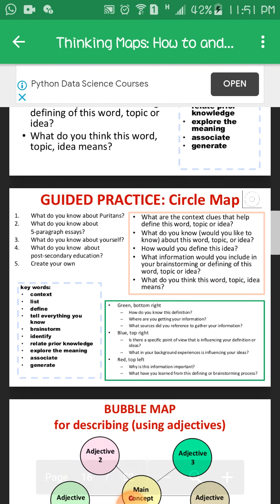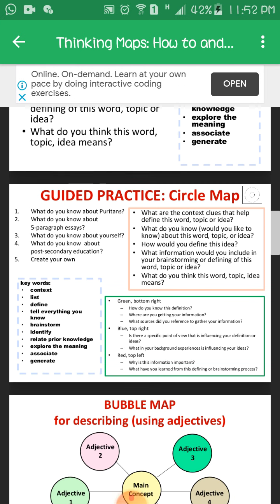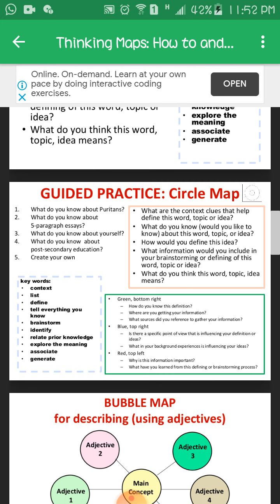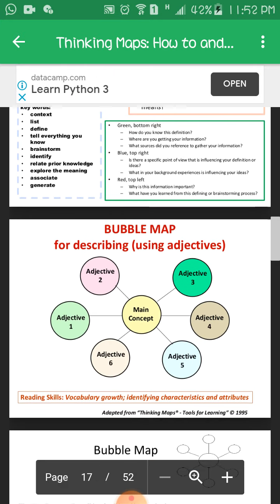Guided practice circle map. What do you know about Puritans? What do you know about 5-paragraph essays? What do you know about yourself? What do you know about post-secondary education? Create your own words. Keywords will be context, list, define, tell everything you know, brainstorm, identify, relate prior knowledge, explore the meaning, associate, generate. Let's see bubble map.